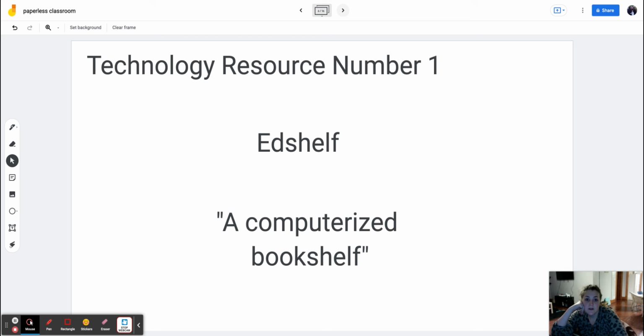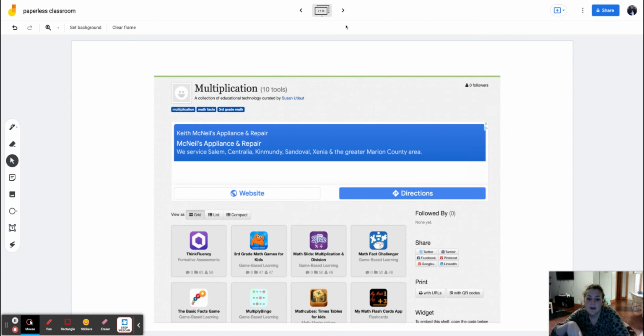So the technology resource that I will be using first in this lesson plan is Edshelf. It's a computerized bookshelf. It's super cool. We'll get more into that. Here's a picture of it. This is a multiplication bookshelf, so it has all the games and multiplication tools that students can use in this.